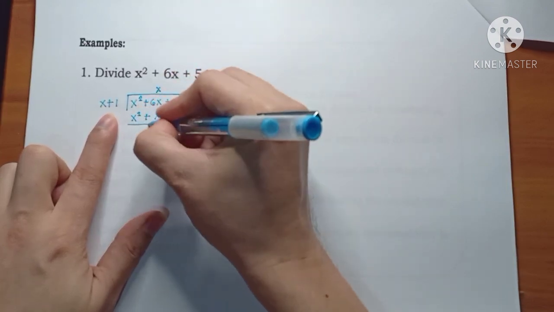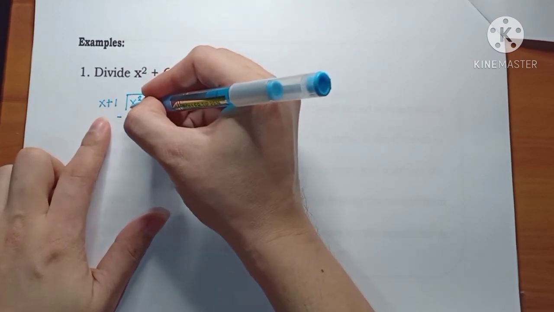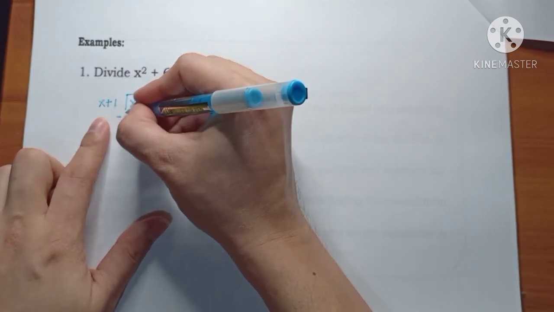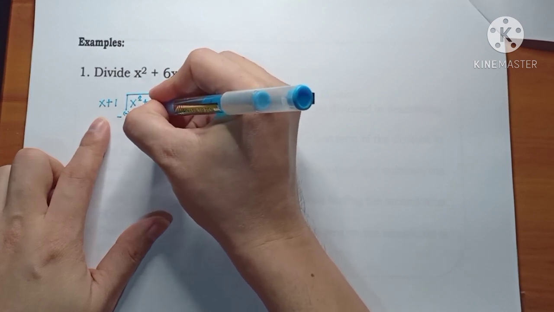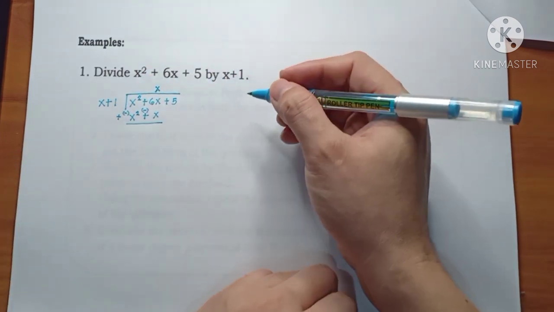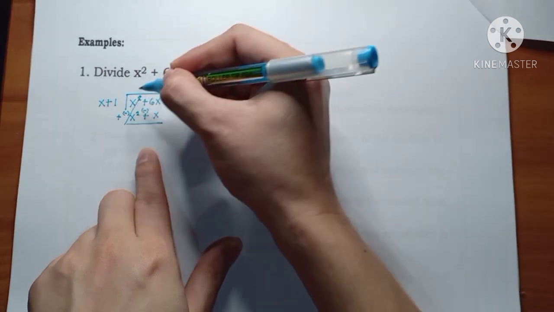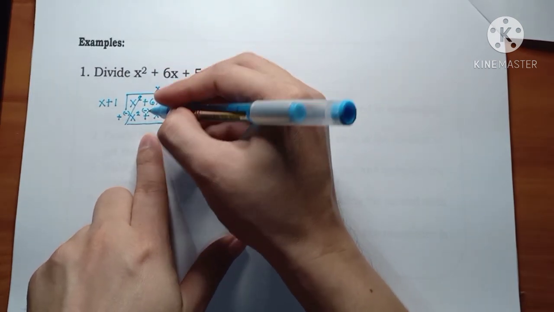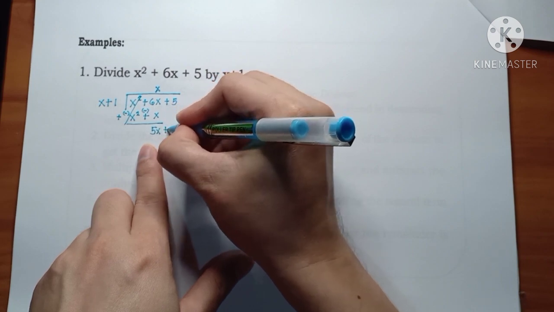And after that, saka natin siya isusubtract. Pag subtraction, mag-change lang siya ng sign. So, this is negative, this is negative, and proceed to addition rather. So, cancel this out, so wala na ito. So, 6x minus x is 5x, plus 5.